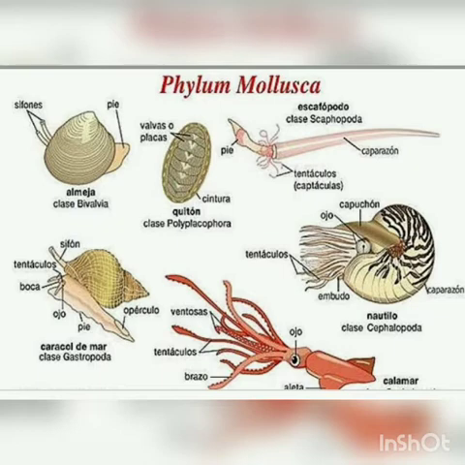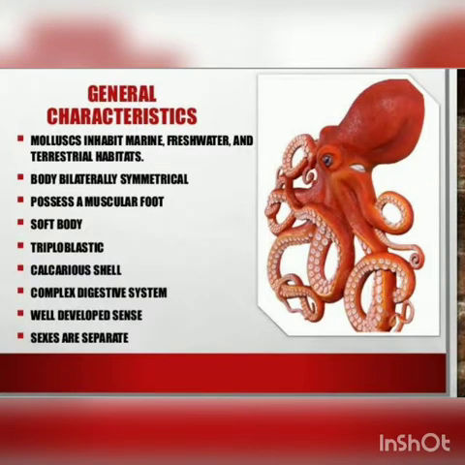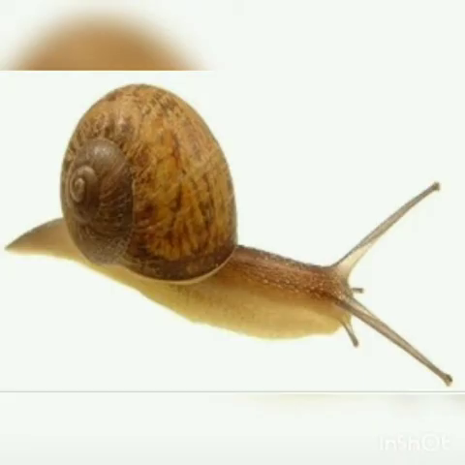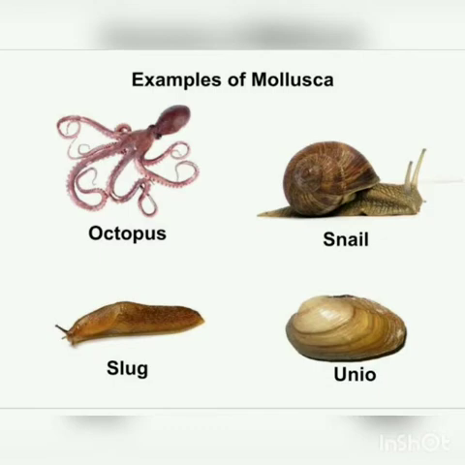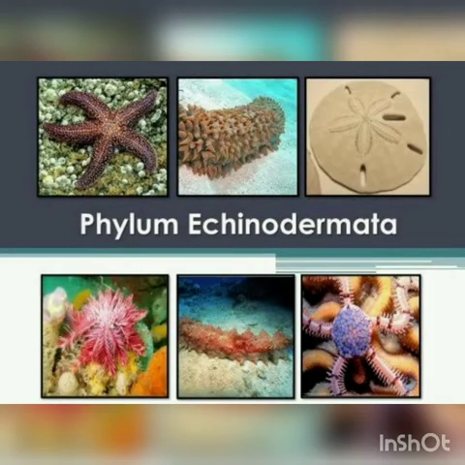The sense organs are osphradium, and the excretory organ is nephridia. They contain hemocyanin, a copper-containing respiratory pigment. The larva is veliger larva. Simply, you can write in a single word, hemocyanin is present. Veliger larva. Next one is phylum Echinodermata.